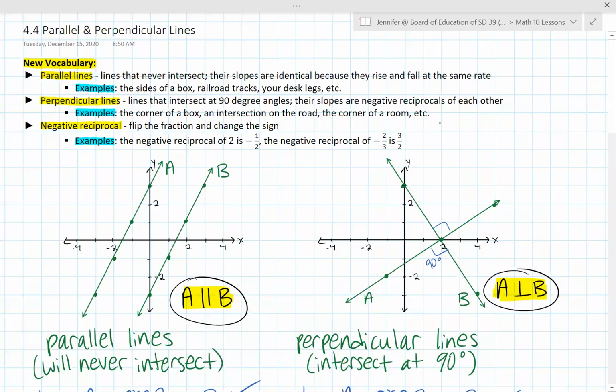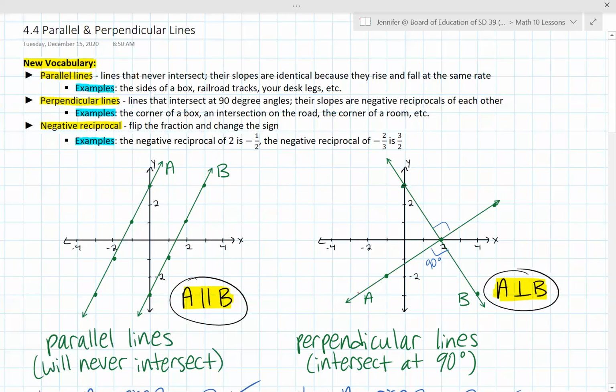In these two graphs, I have examples of parallel lines and perpendicular lines. So these are parallel lines that are going to continue forever and never intersect, never cross each other. This is the notation to say that these two lines are parallel, whatever letter you've assigned to the line, and then two straight lines that indicate parallel, and then the other line there. So A is parallel to B. That's what that means there.